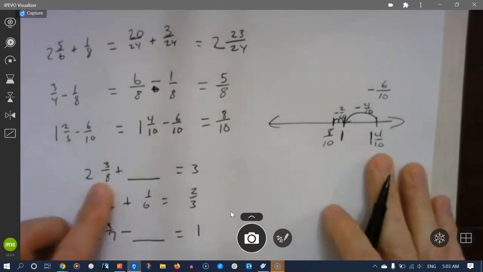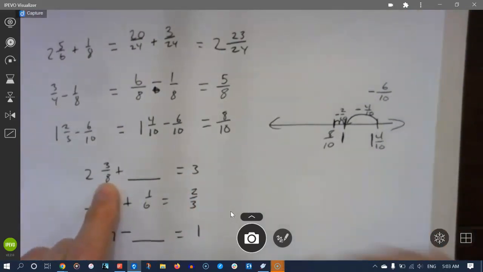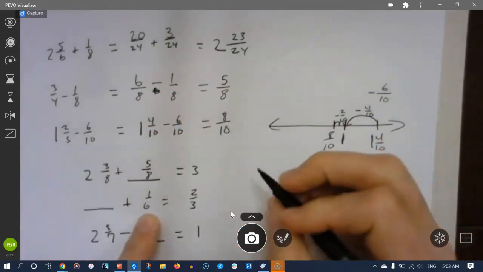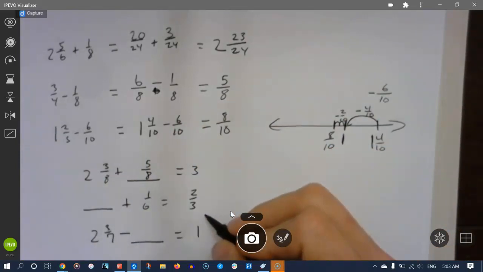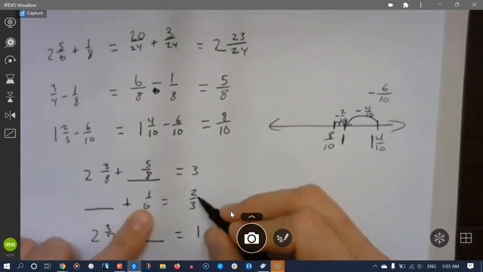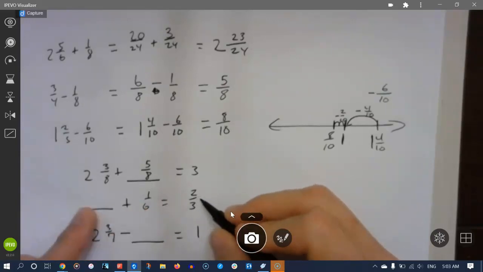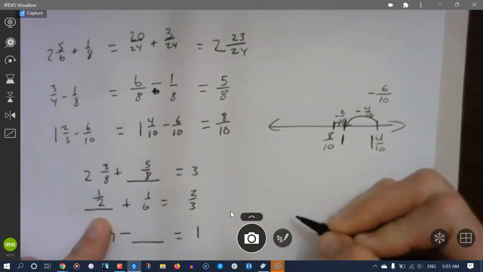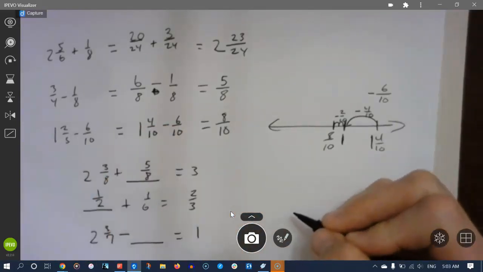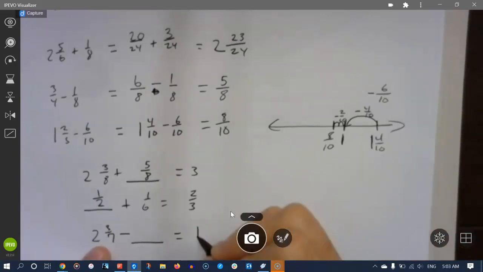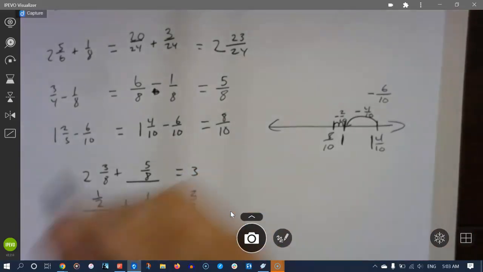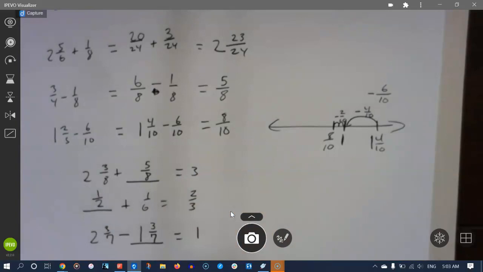All right, so if I'm at 2 3/8, how do I get to 3? I need to go 5 more 8ths. Here I have 1/6. How do I get thirds? Well, 2/3 is 4/6, so that means this would be 3/6 or 1/2. If you wanted to get really fancy, you could put 1/2 there. But 3/6 would be fine, any half equivalent. And if we're at 2 3/7 and we end at 1, we've removed 1 3/7. So again, these are all just 1 point. You either got the answer correct or not. So out of these 7, how many did you get correct?